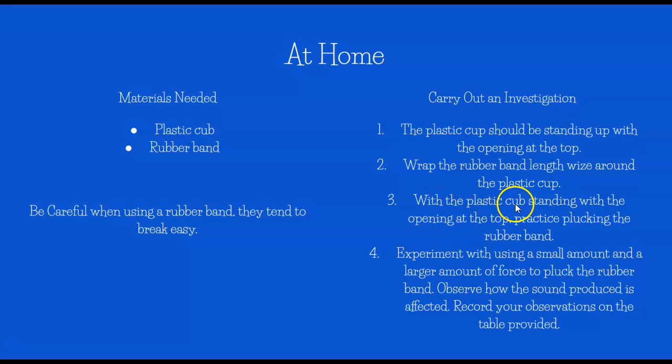With the plastic cup standing with the opening at the top, practice plucking the rubber band. And I know that says cup, but it's supposed to say cup. We'll go back in and fix that. What you're going to do is make sure it's at the top. And when you pluck, you want to make sure one hand is holding it so that it doesn't move around. Experiment with using a small amount and a larger amount of force to pluck the rubber band. Observe how the sound produced is affected. Record your observations on the table provided.